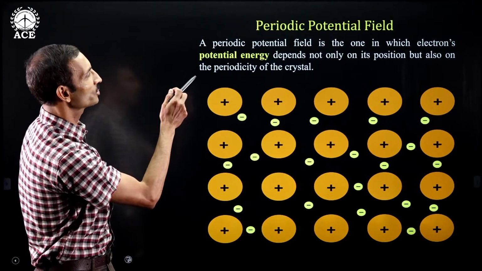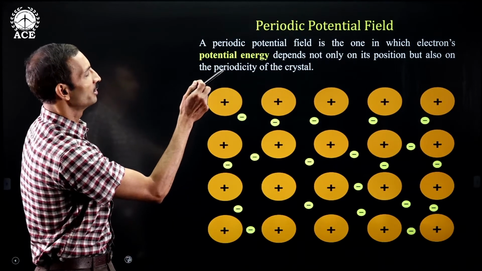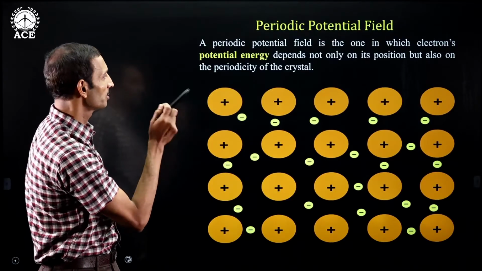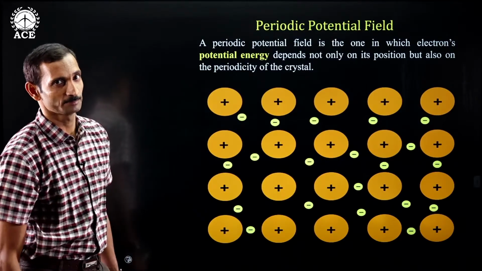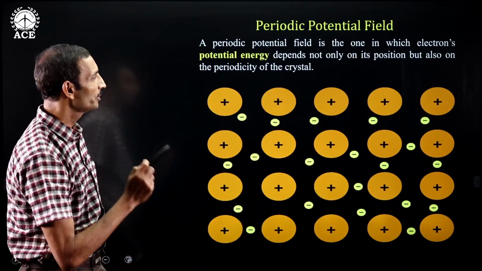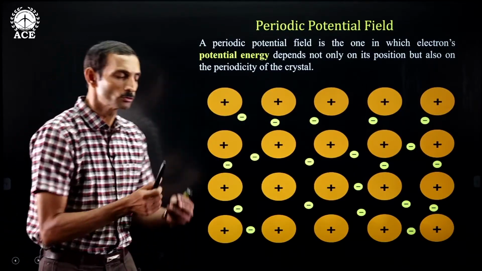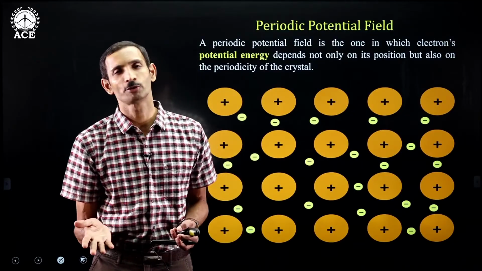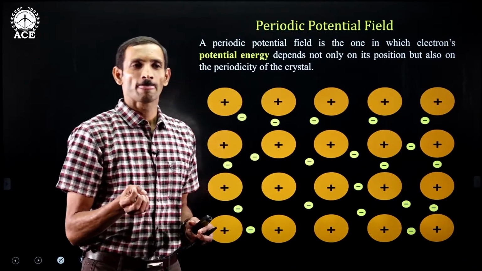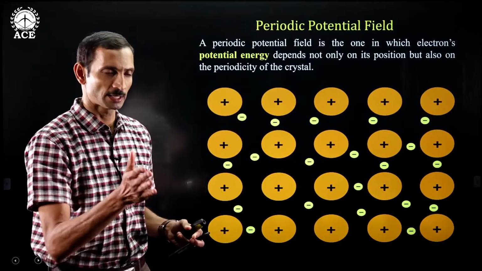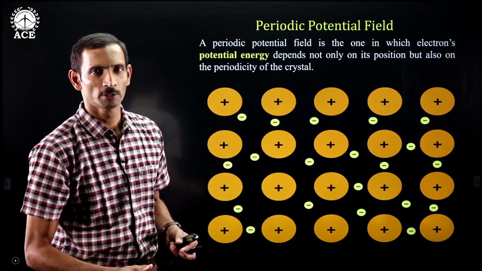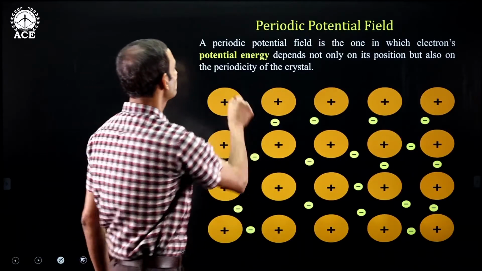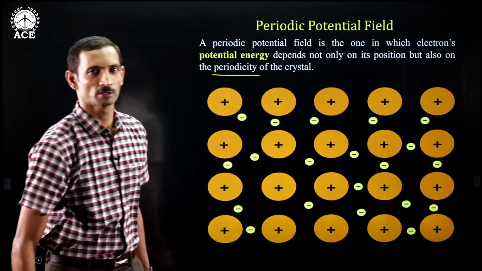A periodic potential field is the one in which the electron's potential energy depends not only on its position but also on the periodicity of the crystal. What is that? Periodicity of the crystal. It looks to be very difficult to understand. Potential energy we know. How do you define potential energy? Energy dependent on position, right? Now apart from that, what is he saying? Apart from that, this is also depending on the periodicity of the crystal.